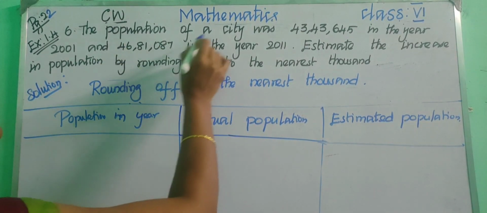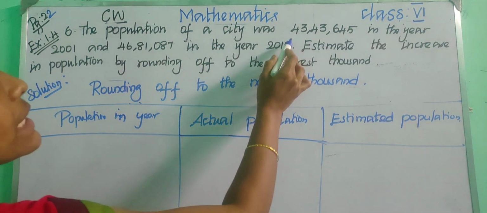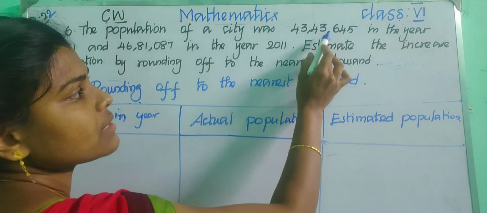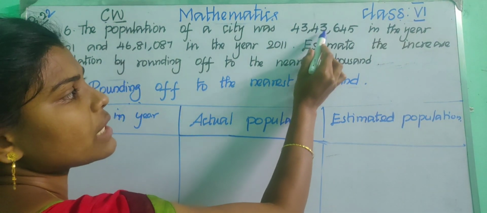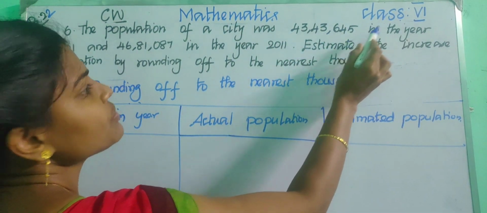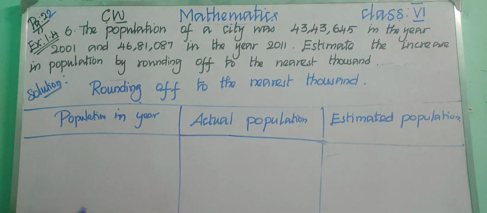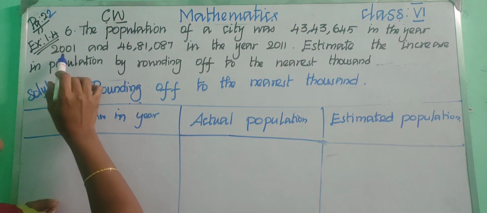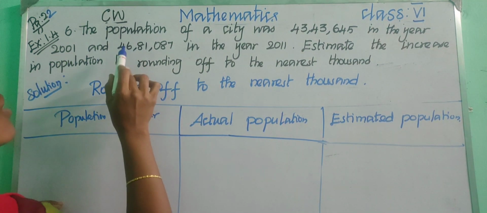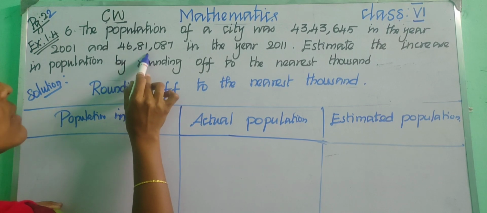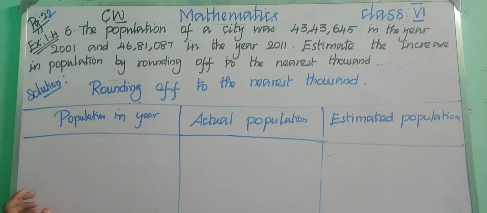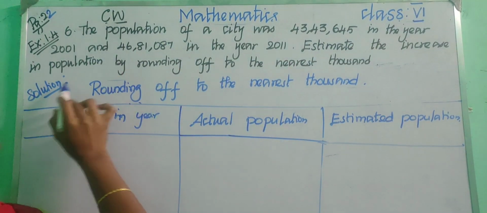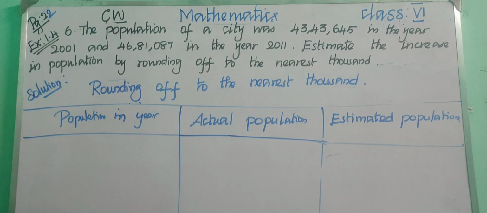The population of a city was 43,43,645 in the year 2001. Okay children, so it was in the year 2001, and 46,81,087 in the year 2011. Okay, so we are going to estimate the increase in population by rounding off to the nearest 1,000.